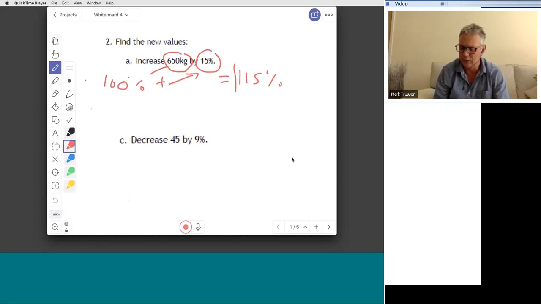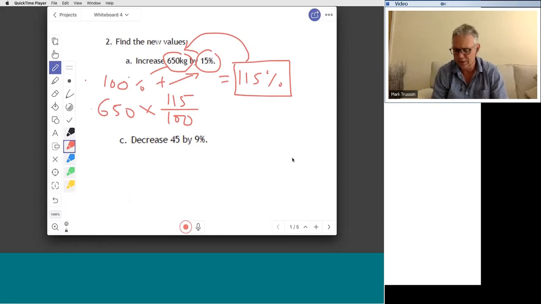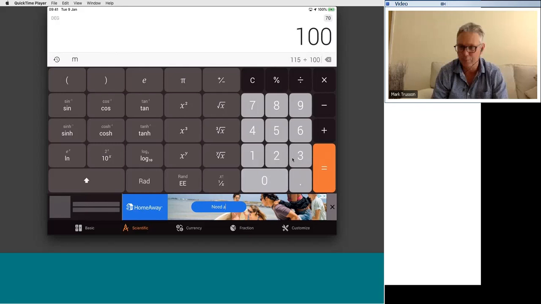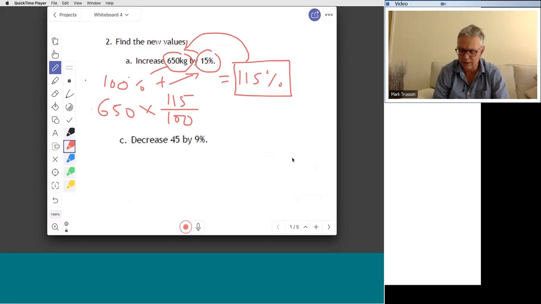So now we've got one calculation. We've got 650 times 115, and we know it's a percentage, so we've got that as our calculation. Very easy. Very simple. We also know, and you'll see my calculator screen coming up, that 115 divided by 100, if we turn it into a decimal, is going to be 1.15. Okay, so I'm going to change this now to 650 times 1.15, and I've got one simple calculation to work out the answer for that question, increase 650 kilograms by 15%.